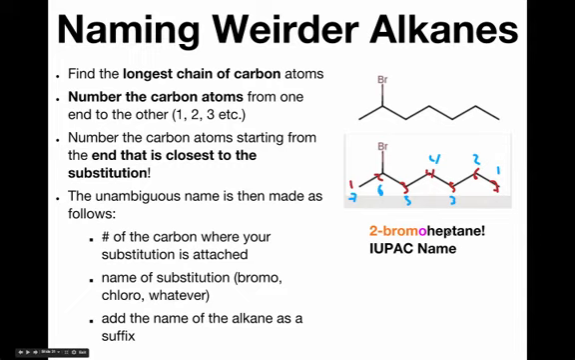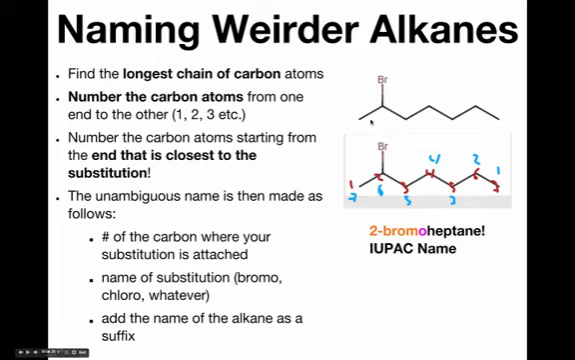It's called heptane because it has a chain of 7 carbons. It's called bromo because there's a bromine substituted somewhere onto one of the carbons in this chain. And it's called 2-bromo because the bromine is attached to carbon number 2 relative to one of the ends of the chain. And this is called the IUPAC name for this particular molecule.